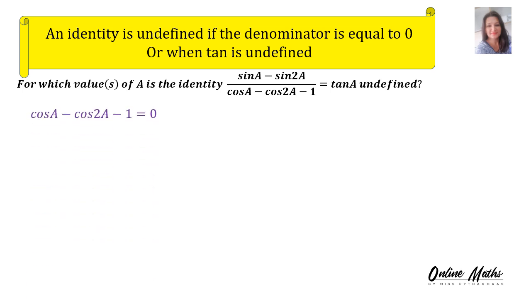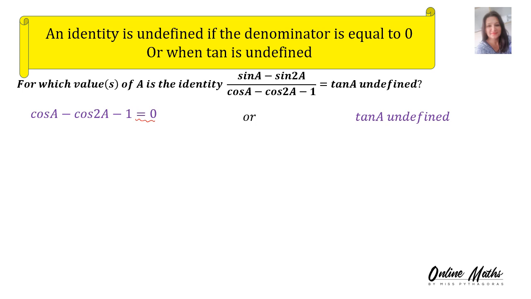So what you do is you look at the denominator and you write it down, and then you're going to find the general solution to that denominator. You're going to equate it to 0, so you will turn it into an equation, and then you're going to find the general solution. Or the other place is where tan A is undefined. Now let's go back to the denominator. So you take whatever the denominator is, you equate it to 0, and you find the general solution.